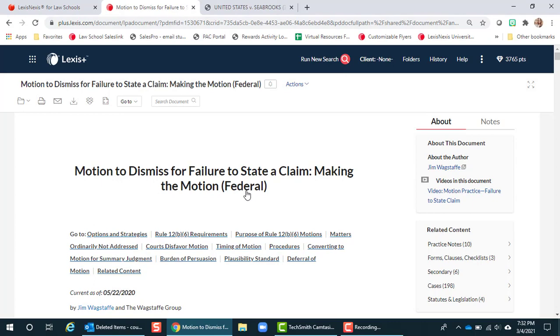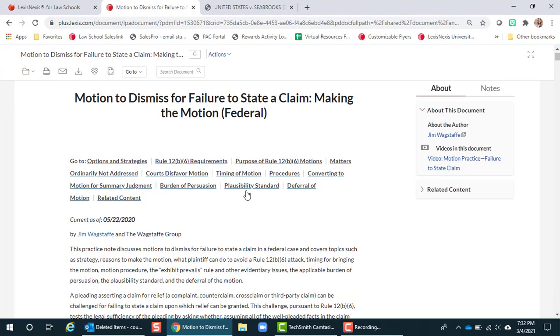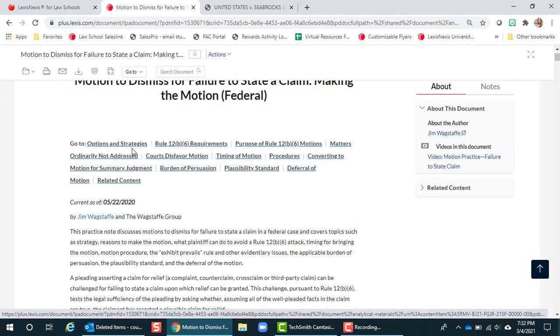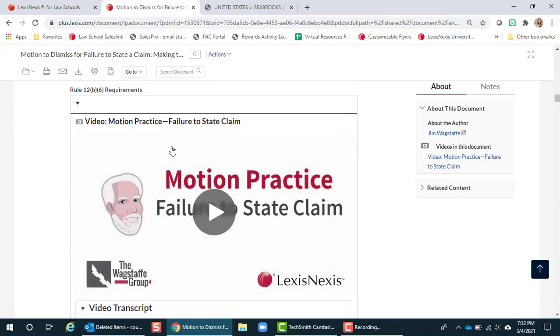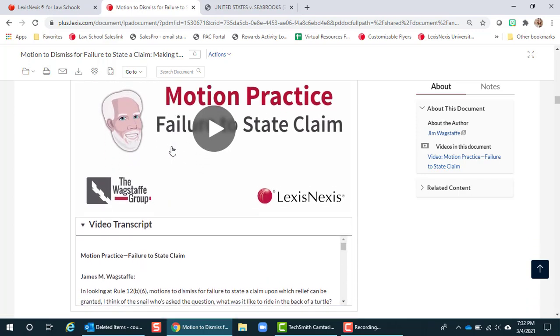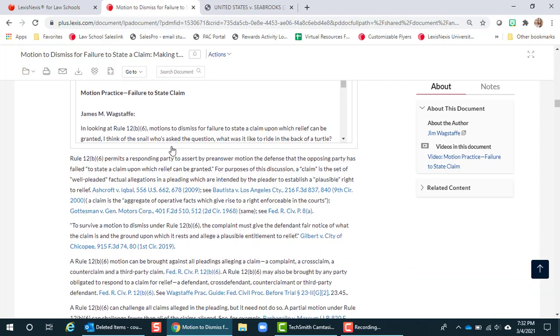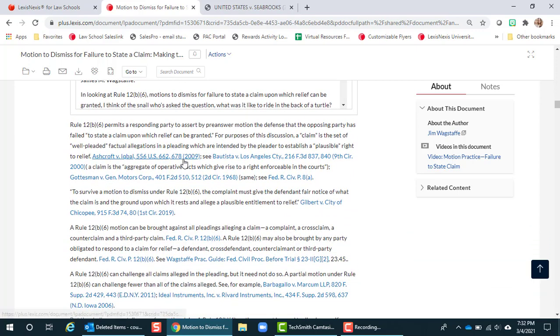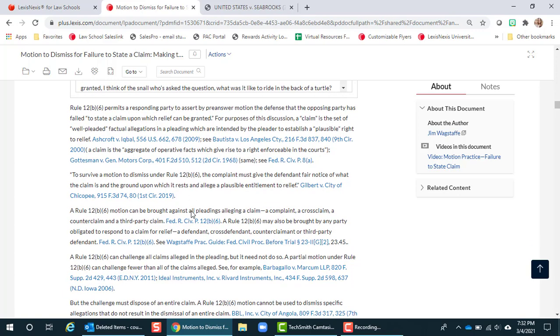When we open up this practice note on failure to state a claim, you're going to see up at the top, it's got a table of contents of all the places you can jump down into this practice note. If we do, say, 12(b)(6) requirements, here we even have a handy dandy video we could watch to learn a little bit more about 12(b)(6). It's then going to have all of the binding law, so primary authority for that rule, any other rules that you would need to keep in mind.